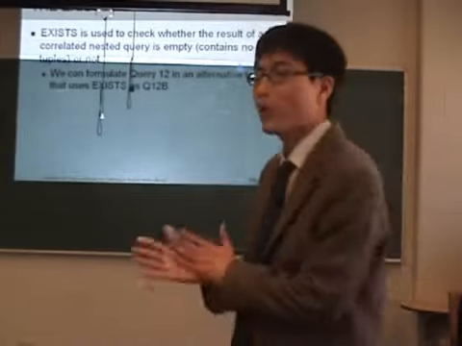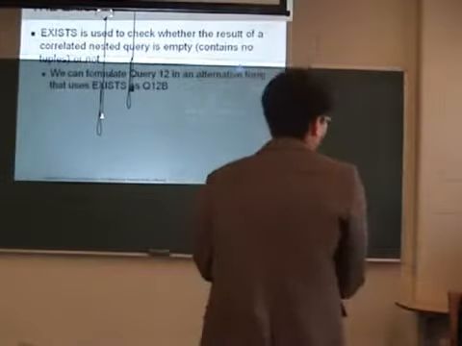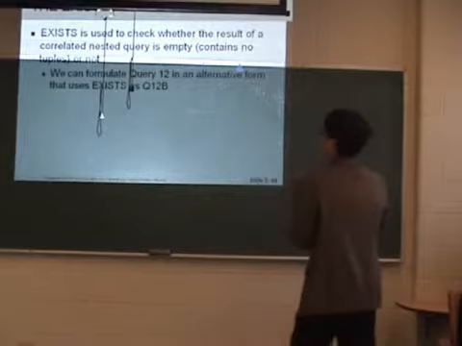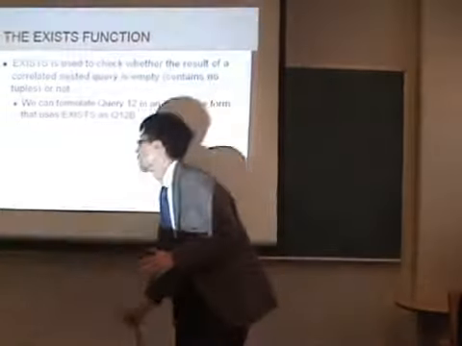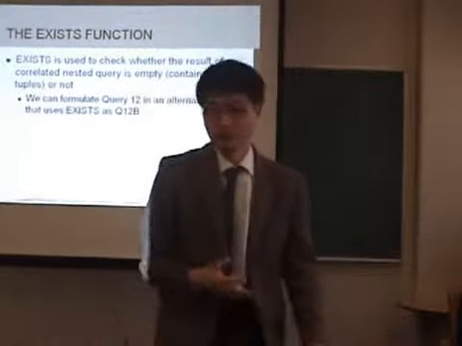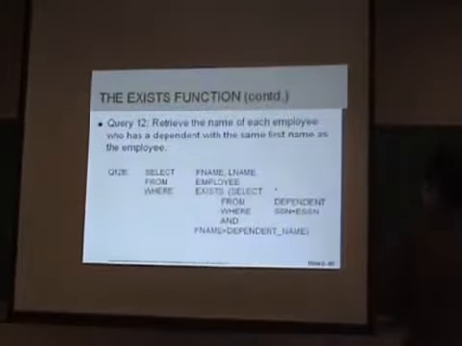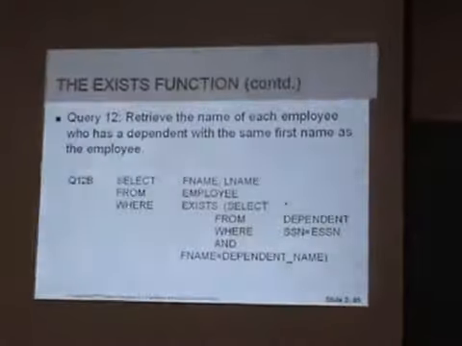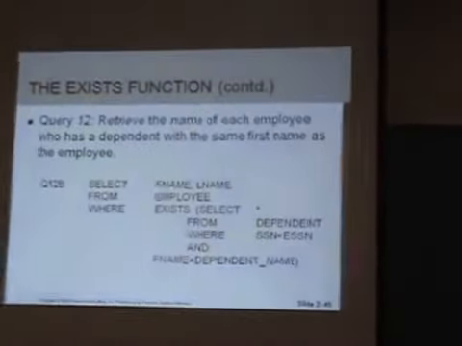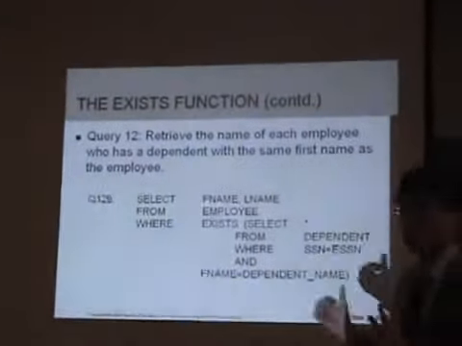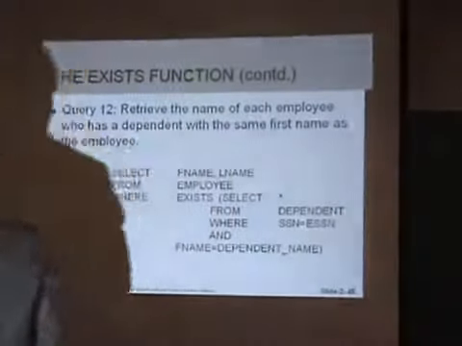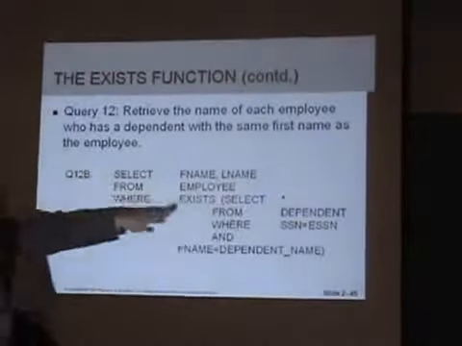There are more functions, for example, provided by SQL. Another good one is this. Let's say this example: retrieve the name of each employee who has a dependent with the same first name as the employee. We use the nested query. So this is another nested query.